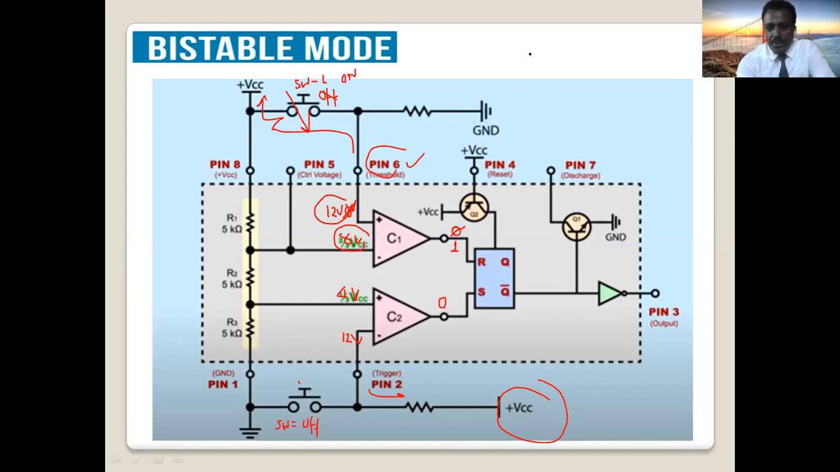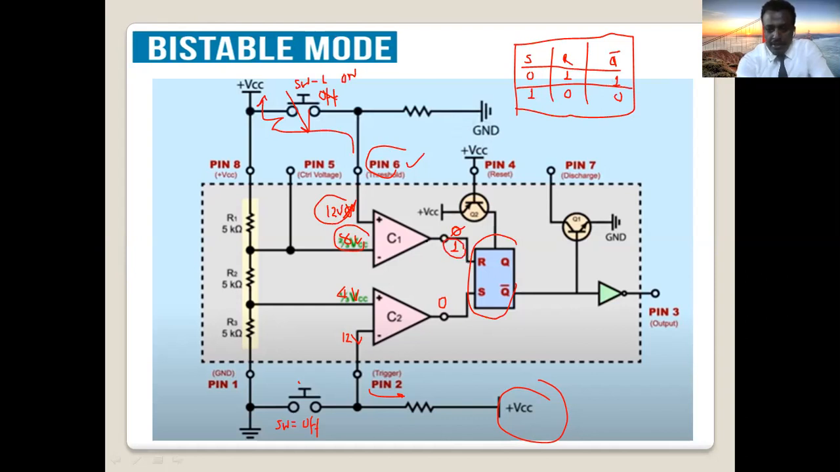Now the next device is the SR flip-flop. So when S is 0, R is 1, Q bar, we are using Q bar, not Q, so it will be 1. This is a truth table. When S is 1, when R is 0, Q bar will be 0. This is the truth table for the flip-flop.